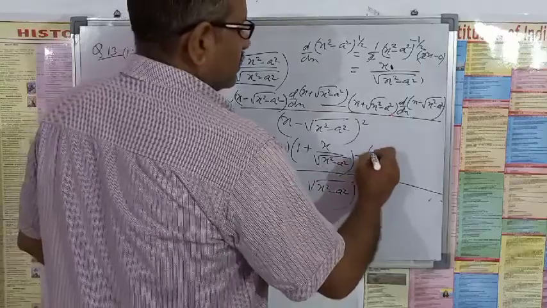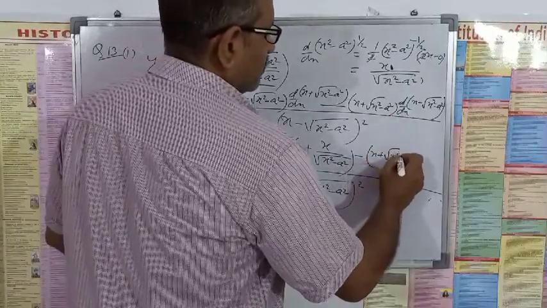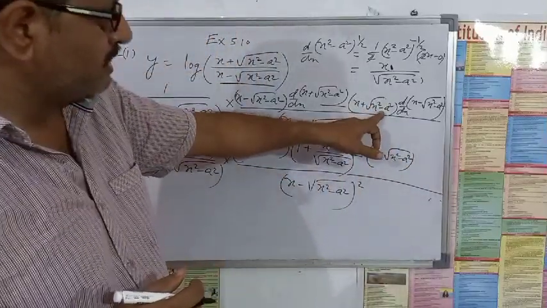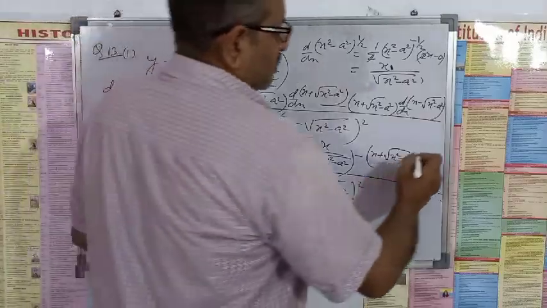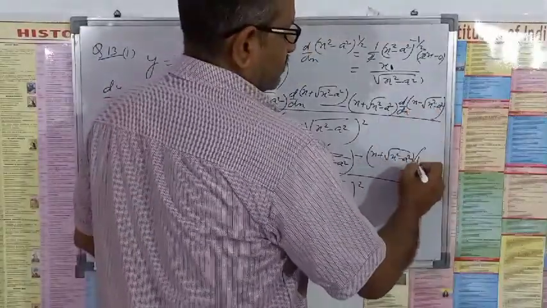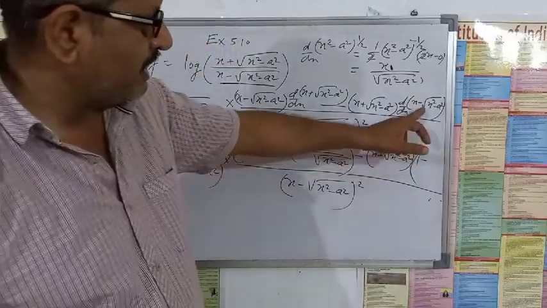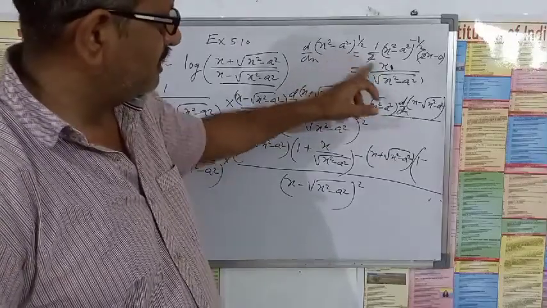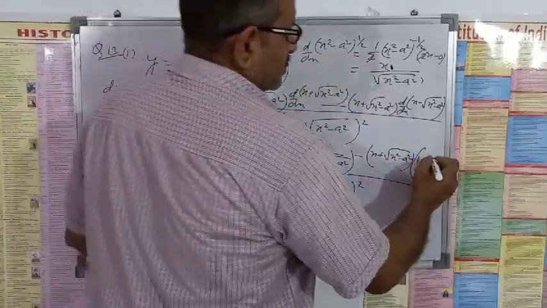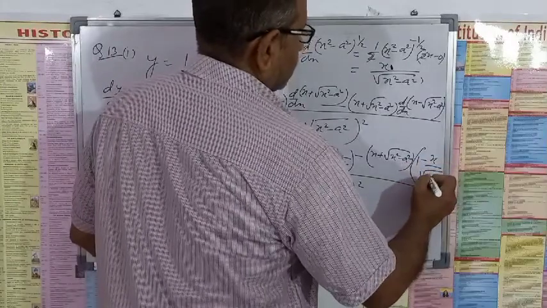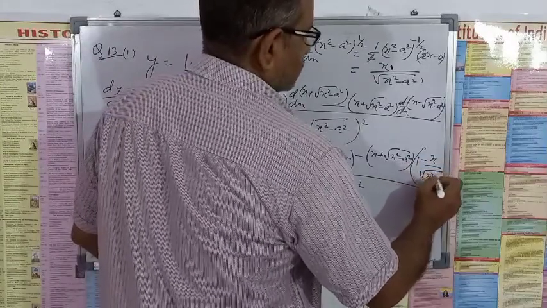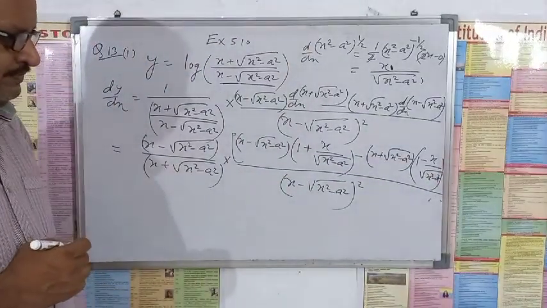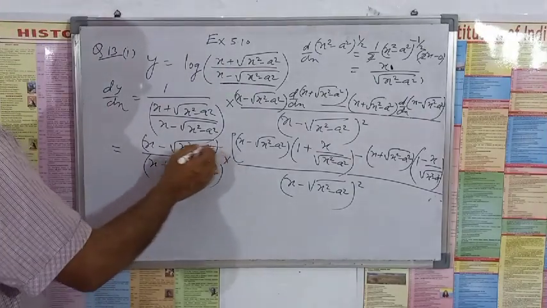Minus x plus root x square minus a square into derivative of this one. So again derivative of x is 1 minus what will be derivative of root x square minus a square? This one. So we know that derivative is this one, x upon under root x square minus a square. We can cancel this one.